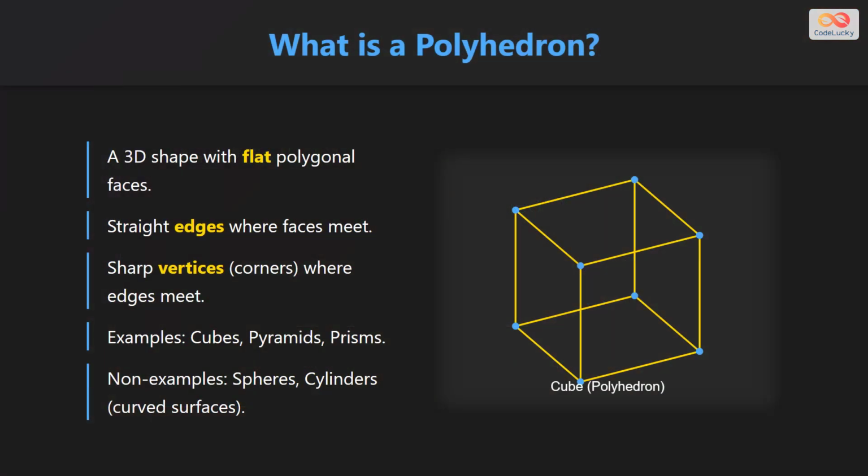First, let's understand what a polyhedron is. A polyhedron is a three-dimensional shape that has flat surfaces. It has straight edges where these surfaces meet and sharp corners, or vertices. Common examples include cubes and pyramids. Shapes with curves, like spheres or cylinders, are not polyhedra.